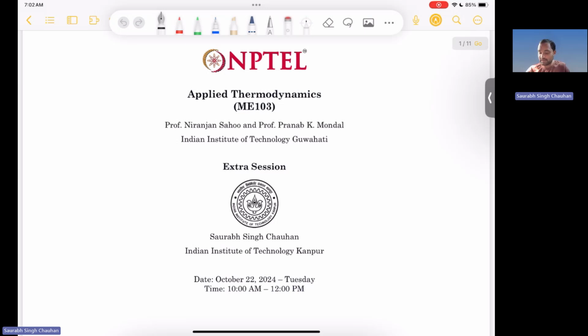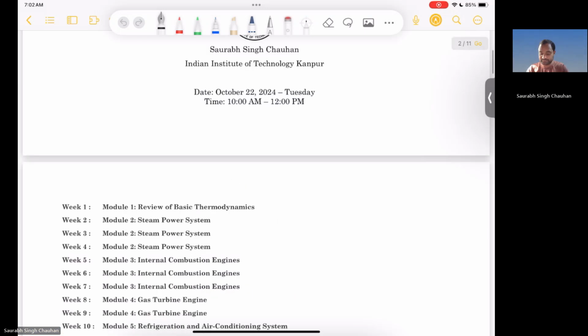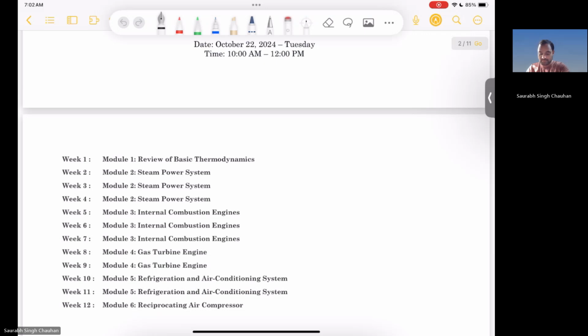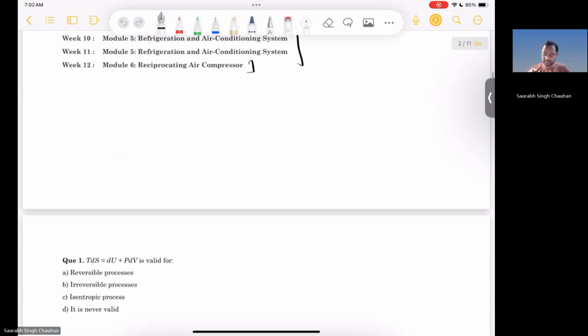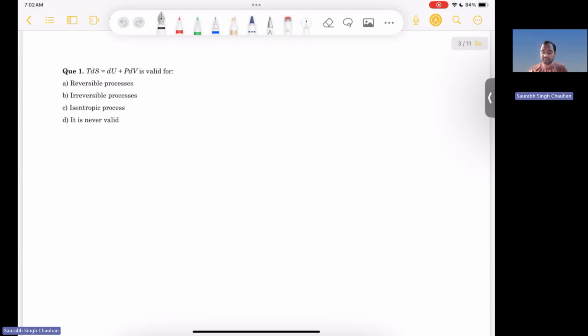So, basically, in this session, we will try to solve some problems. Most of them will be numerical problems, at least one from each chapter. Okay. So, let us start. These are the modules which we have covered. We discussed basics of thermodynamics, steam power plant, then internal combustion engines, then gas turbines, then refrigeration and air conditioning systems, and reciprocating air compressors. Okay. So we will begin our discussion with question number 1.